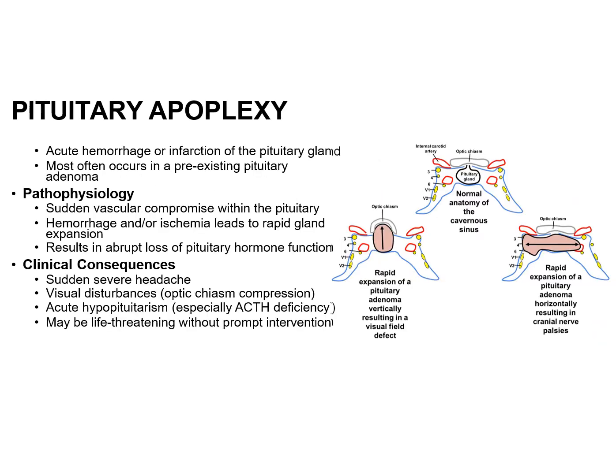Pituitary apoplexy is the endocrine equivalent of everything just went wrong. It's an acute hemorrhage or infarction of the pituitary, most often occurring in a pre-existing adenoma. Sudden vascular compromise leads to rapid gland expansion, which explains the classic presentation. Sudden severe headache, visual disturbances from optic chiasm compression, and acute hypopituitarism, especially ACTH deficiency, which can be life-threatening.